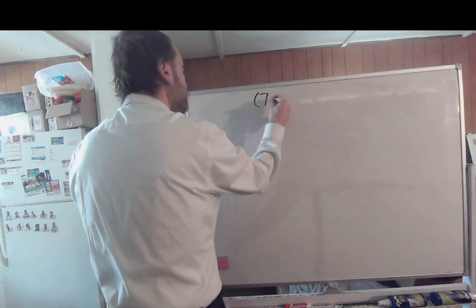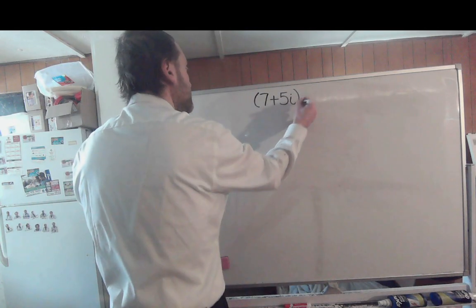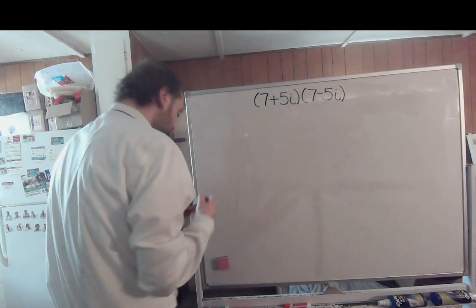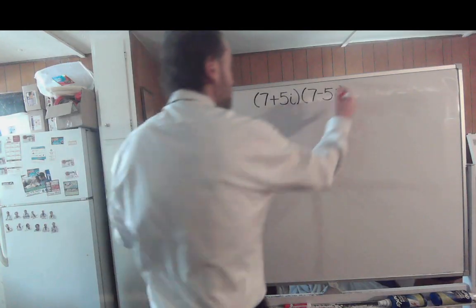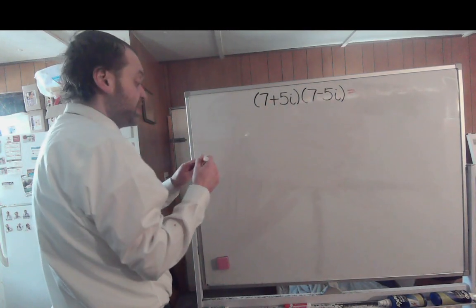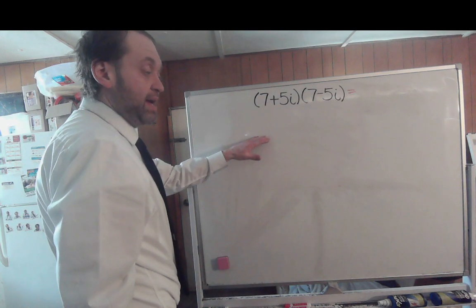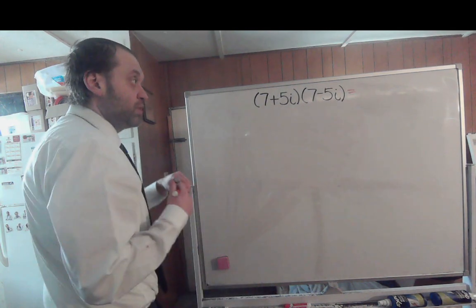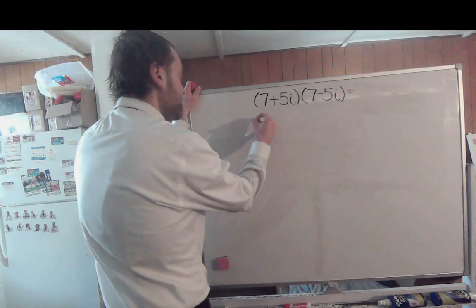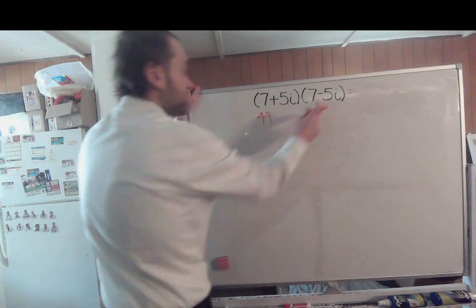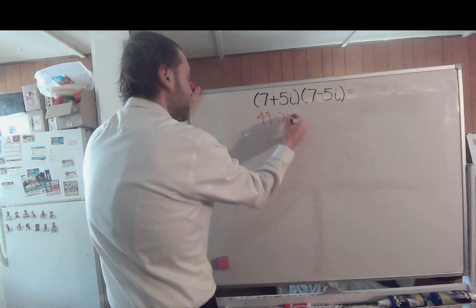I have about 3 more for this one. We have 7 plus 5i, that quantity, times 7 minus 5i. So we have the quantity of 7 plus 5i times the quantity of 7 minus 5i. We should be able to spot this by now that this would just turn into a difference of 2 squares, right? So 7 times 7 is 49. Obviously your middle terms are going to cancel out, but 5i times negative 5i, that'd be minus 25i squared.